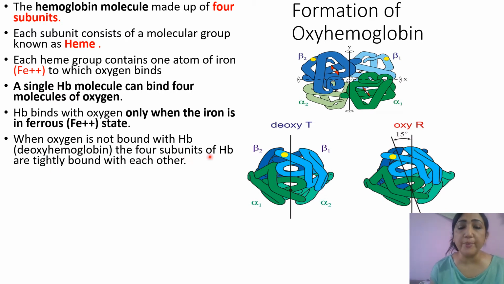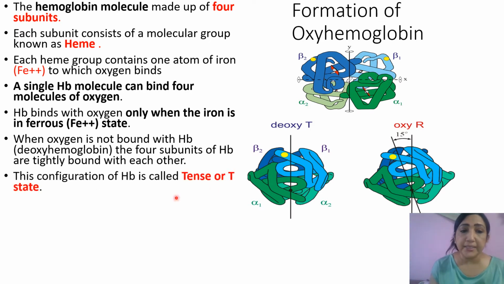The 4 subunits of hemoglobin are tightly bound. Come to this diagram. These are tightly bound with each other. All polypeptide molecules along with the heme are tightly bound. No end is open. When it is tightly bound with each other, this is called the tense or T state of the hemoglobin. So it has very little affinity towards oxygen, and mostly it is deoxyhemoglobin.